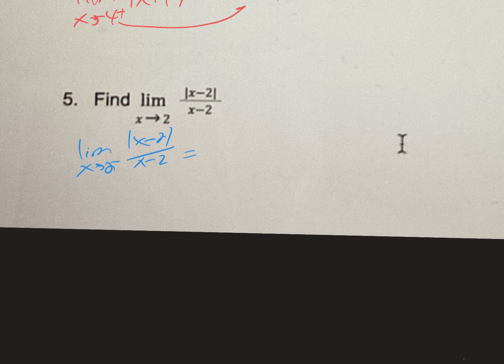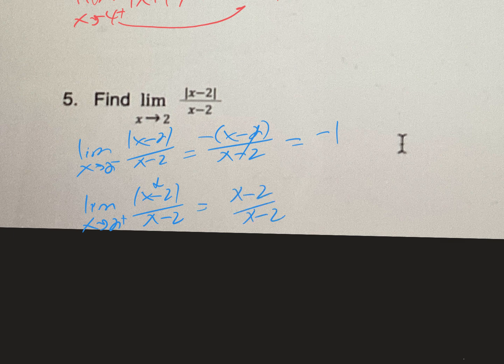Because I'm going negative, the absolute value, if x minus 2 is negative, the absolute value is the opposite of x minus 2 over x minus 2. So I get negative 1. If I approach it from the positive side, what's going to change is the absolute value of x minus 2, if it's positive, is just x minus 2 over x minus 2, which is just positive 1. So because I got a negative 1 from the left side, positive 1 from the right side, it's a D and E.